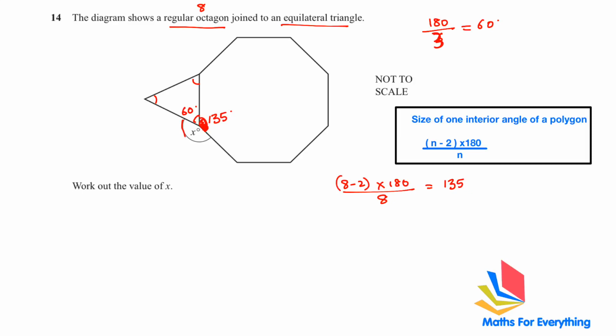Now the remaining angle we need to find is x. Angles at a point equal 360. So when we add all these three angles, they should equal 360. 60 plus 135 plus x is equal to 360. Therefore, x is equal to 360 minus 60 minus 135, which is 165. Therefore, x is equal to 165.